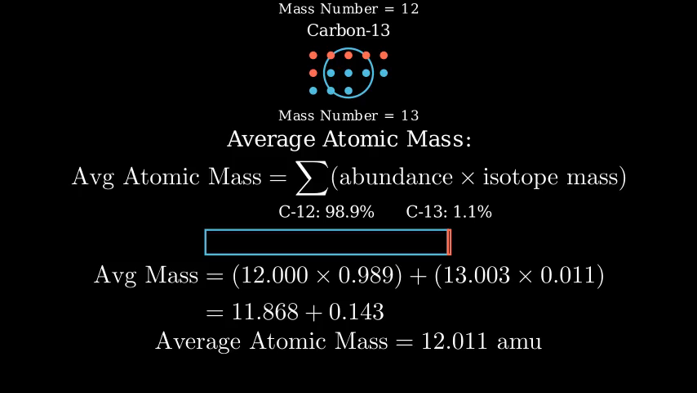This average atomic mass is what you'll find on the periodic table. For carbon, you'll see the atomic number 6, the symbol C, and the average atomic mass of 12.011.